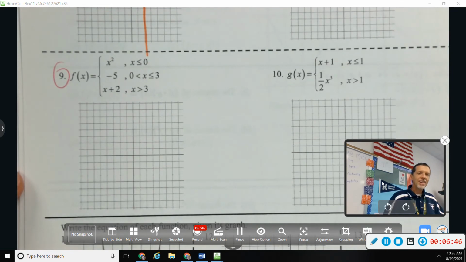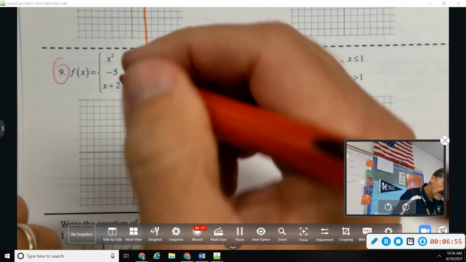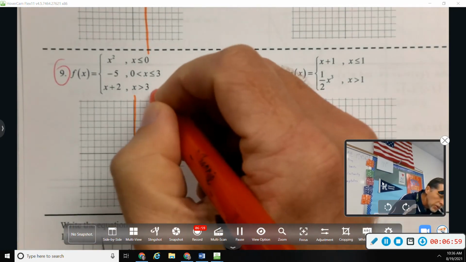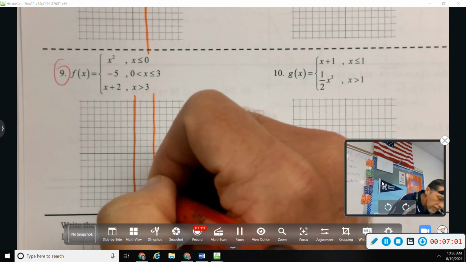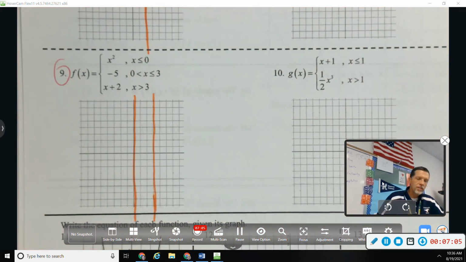Number 9. So where are the breaks? Where are the walls? Where are the boundaries? 0 and 3. Yeah, we're gonna have 3 neighborhoods here. So at x equals 0 and x equals 3, I've got some boundaries going up.